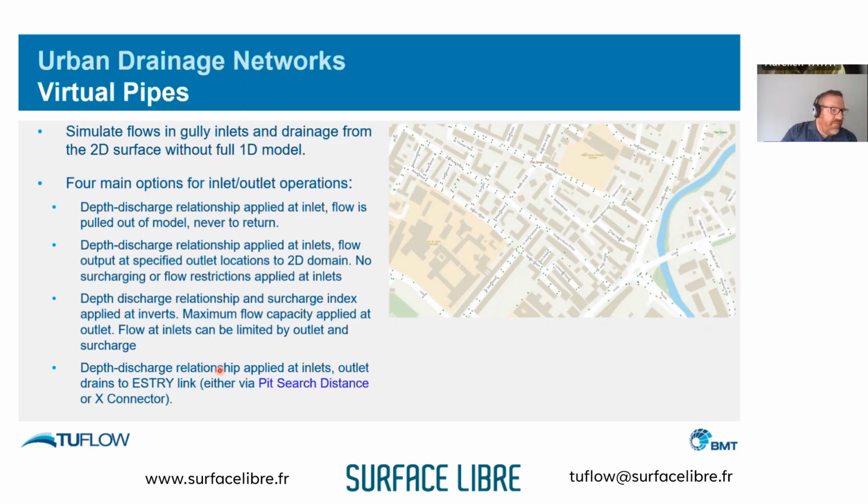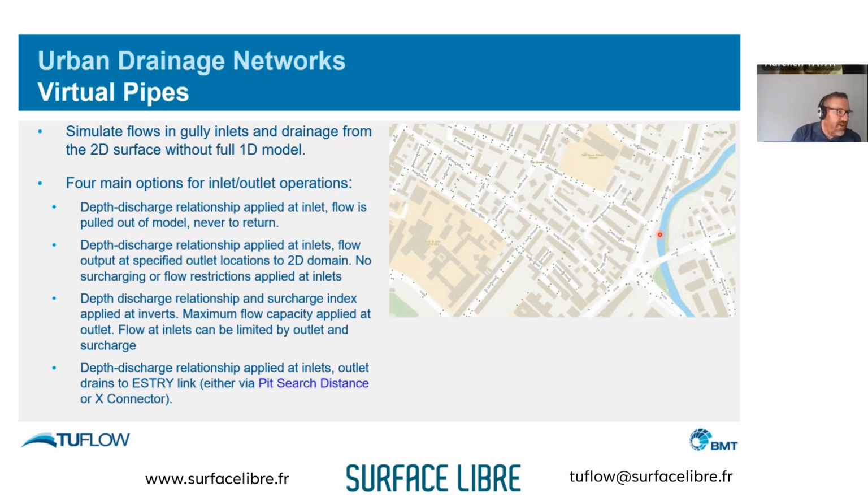The other approach is to take it away from the 2D domain and then apply it elsewhere within the 2D domain. So we might say, we've got all these green dots, which are my virtual pipe inlets. We take flow away from these, and we might say, actually, all of these end up discharging into this river. So we can take all the flow from there and we can apply it into that river.